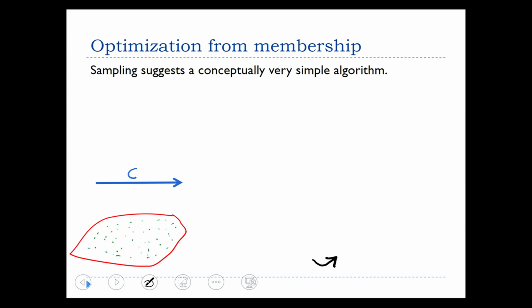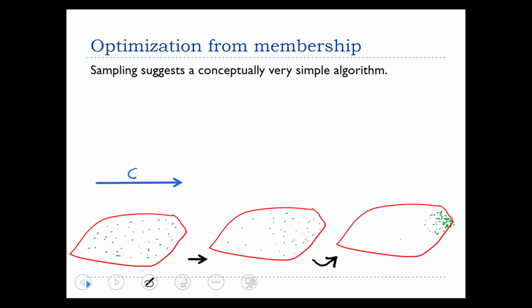Okay. There is a different algorithm that sampling suggests. It's also conceptually very simple. Why worry about computing these averages? You keep your distribution. Let's say you start uniform. You know the objective direction, so start biasing it more and more towards the objective, so that eventually it's concentrated near the objective.